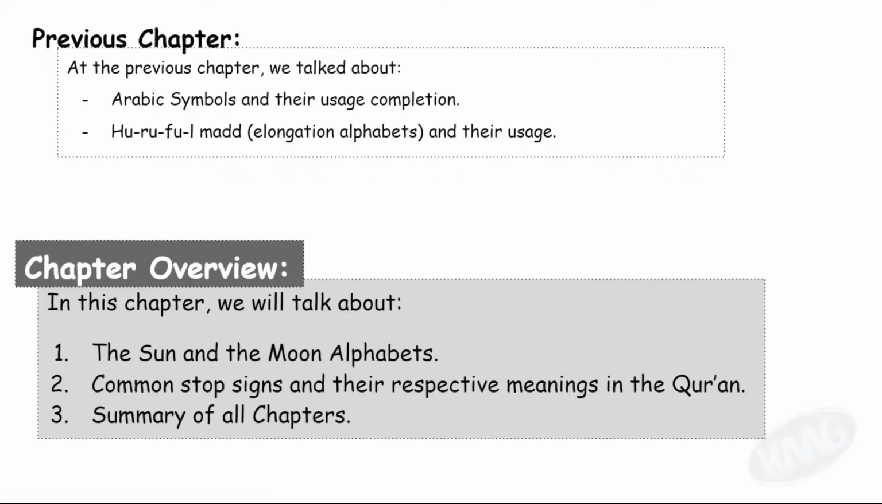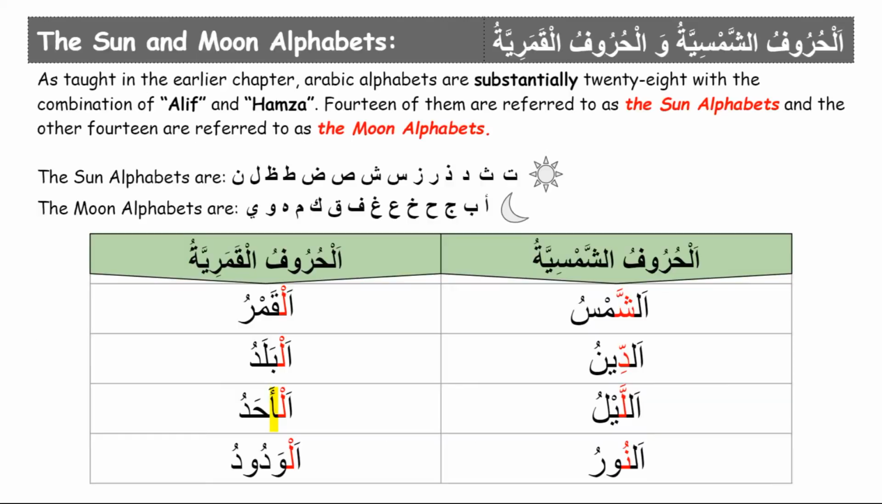And in the last chapter we were talking about the Arabic symbols and their usage. We completed all 8 Arabic symbols, and we also talked about the Huruf al-Mad, what we call the elongation alphabets, and gave examples of their usage. Now for this last chapter, Bismillah, we will be concentrating on what we call the sun and the moon alphabet, and also the common stop signs and their respective meanings.